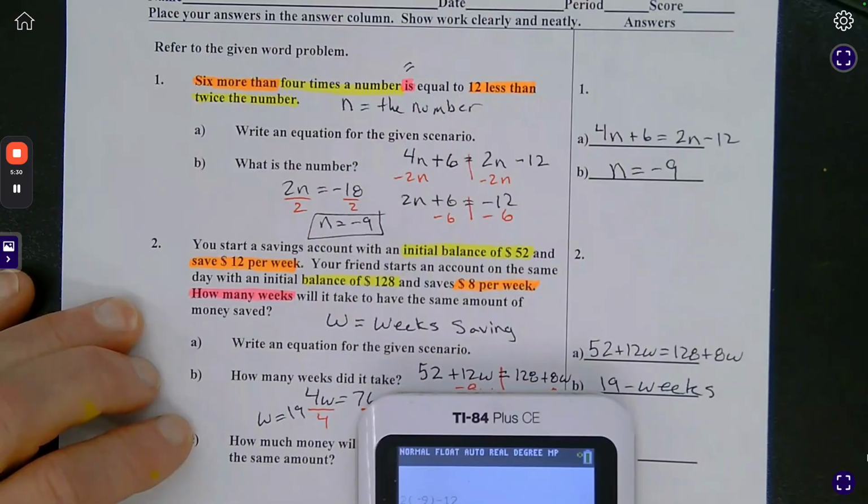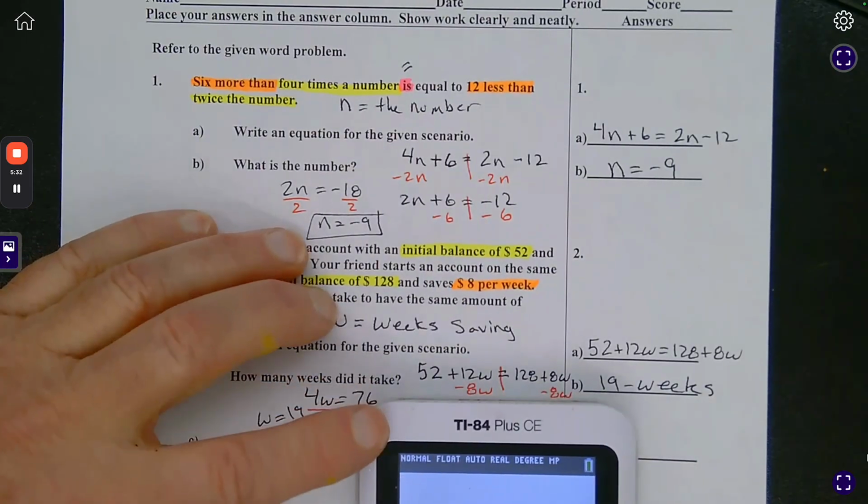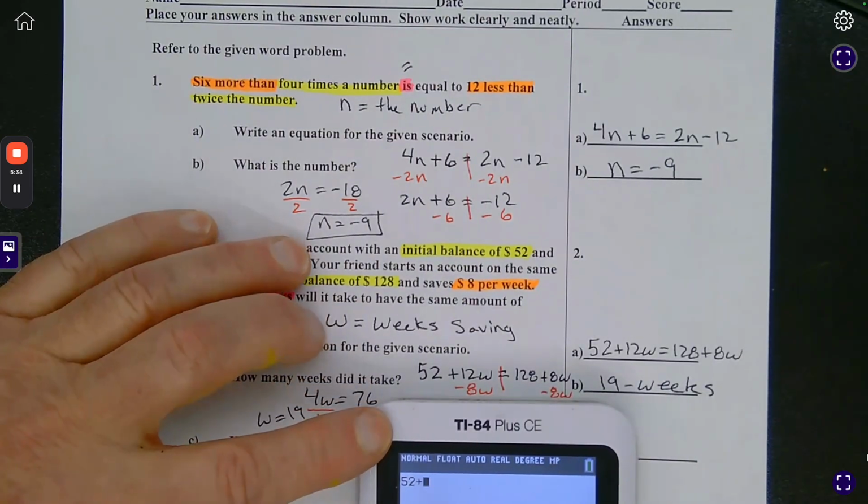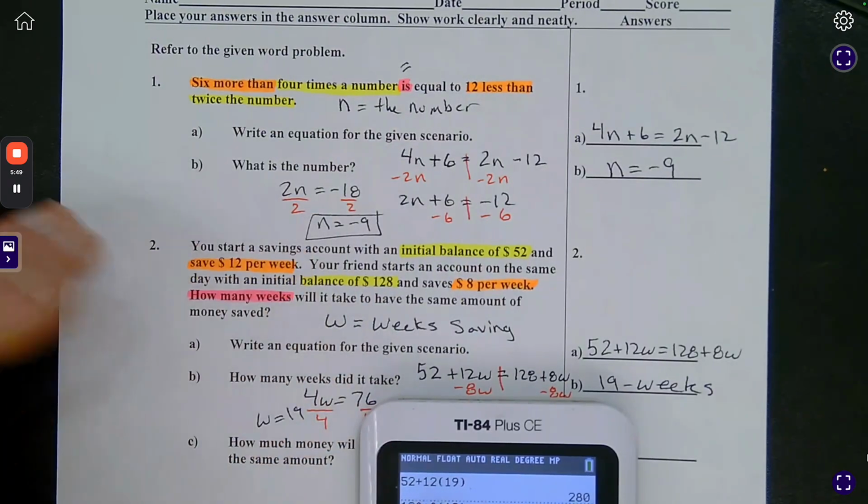So I'm going to go to the original equation, and I'm going to plug 19 in or substitute 19 in, however you want to say it. There's numerous ways to say it. We'd have $280 after 19 weeks. Let's hope that my friend has the same amount. Woo, they do. So that worked.